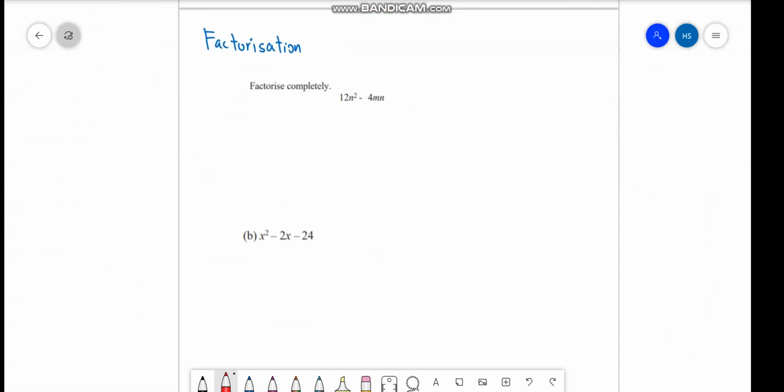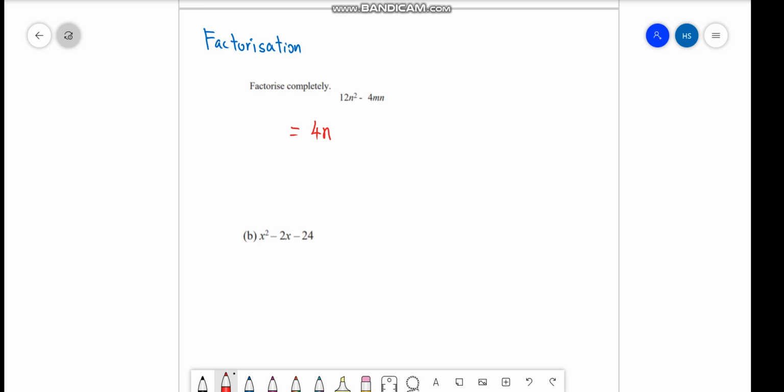Then we come to the factorization. Okay. So the first question, factorize completely 12n squared minus 4mn. To do this kind of factorization, you just have to take out whatever they have in common. Let's start with the number part first. 12 and 4. They have common factor number 4, right? So it means we can take out the number 4, and then we look at the algebra, n squared and mn. So the algebra they have in common is n. But only one n. We cannot take out n squared because the 4mn only has one n.